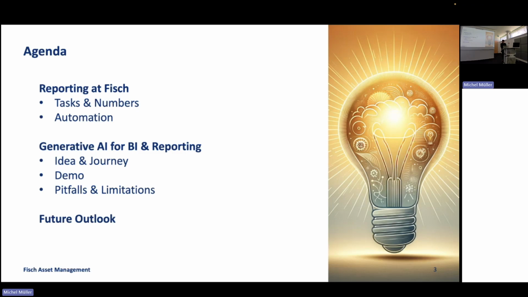Agenda of this talk. First, I'm going to give some introduction about reporting at Fisch, in terms of tasks and numbers and what we are doing with automation. And then generative AI for BI and reporting. How do we get there? What is the idea? Demo, what were our pitfalls? What can we learn from all of this? And then a future outlook.